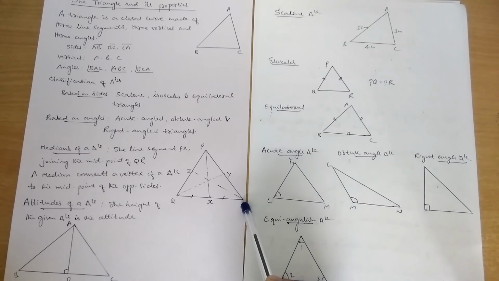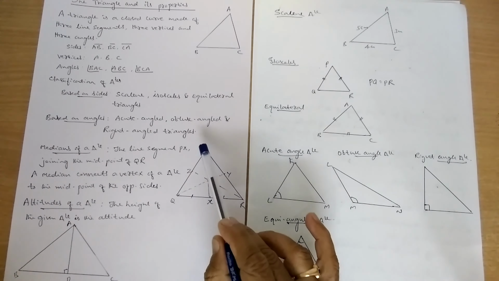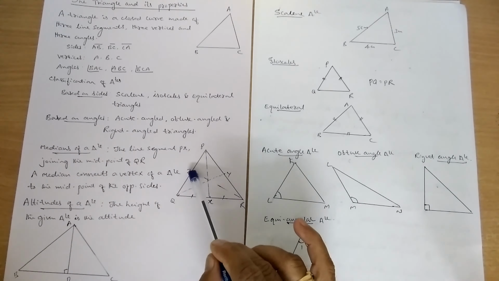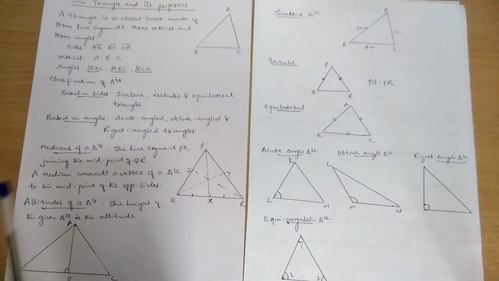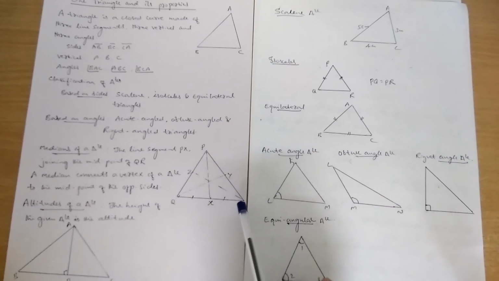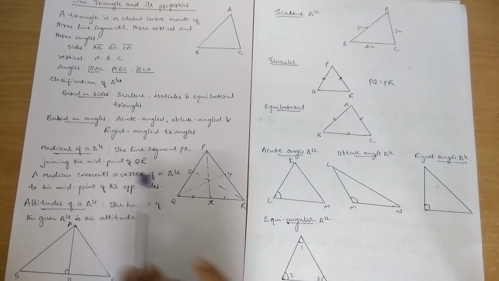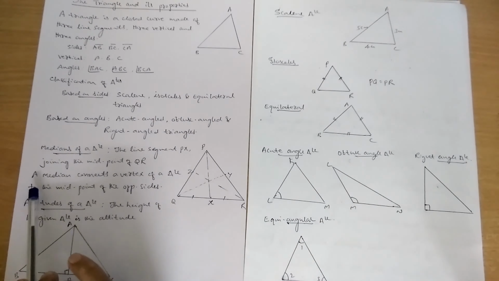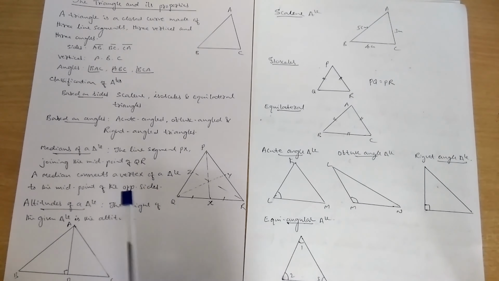When you take R as the vertex, opposite to R, PQ is the side. So the midpoint of PQ is Z, and here ZR is the median. So the line segments PX, QY or ZR join a vertex to the midpoint of the opposite side. A median connects a vertex of a triangle to the midpoint of the opposite side. So you can call them the medians of the triangle.